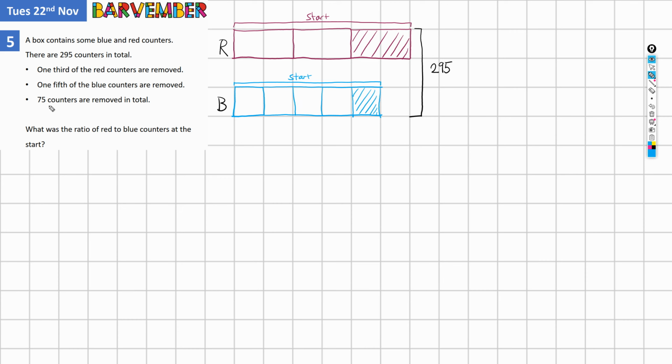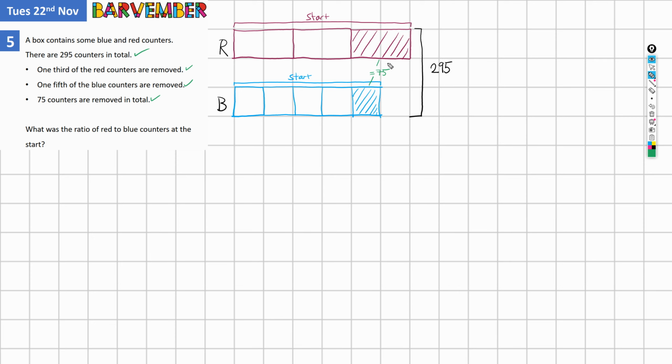And we're told that 75 counters are removed in total. Okay, so that tells us that, let's choose another color altogether, this part plus this part, these two together equal 75. All right, so that's what we've been told altogether now. So we've got that information there. And at this point, you just trust that there's enough information there for you to solve the problem. So you have a look at it.